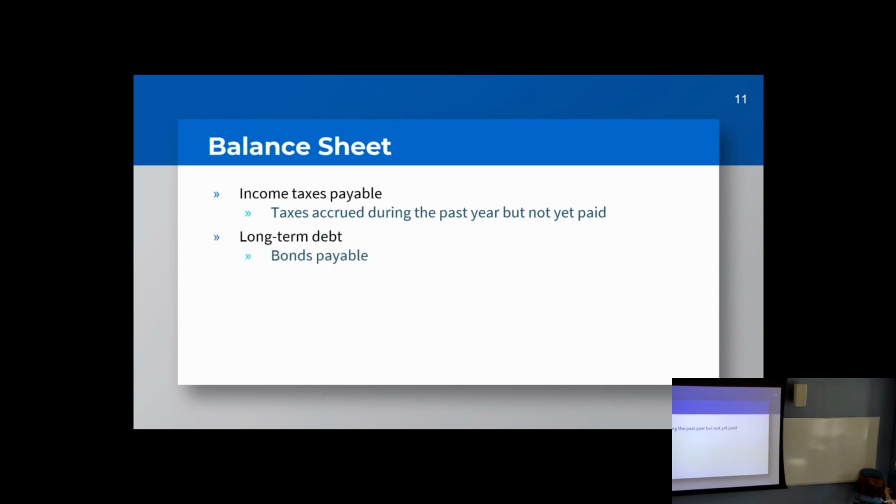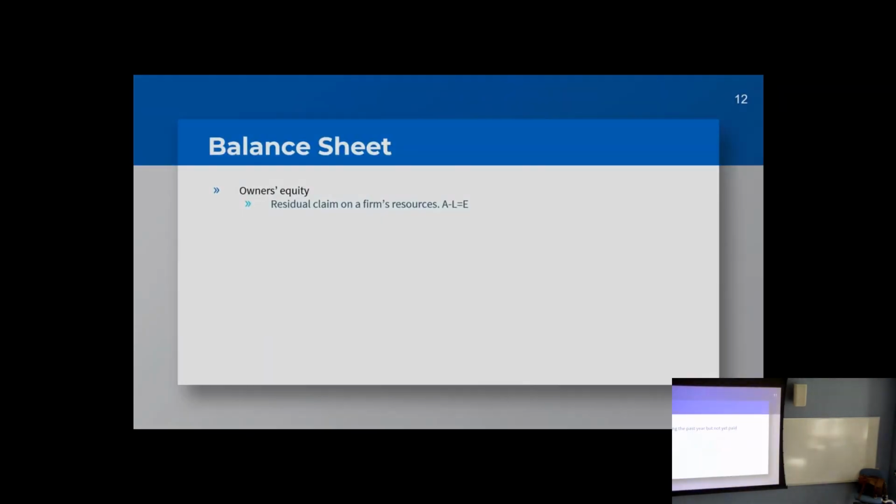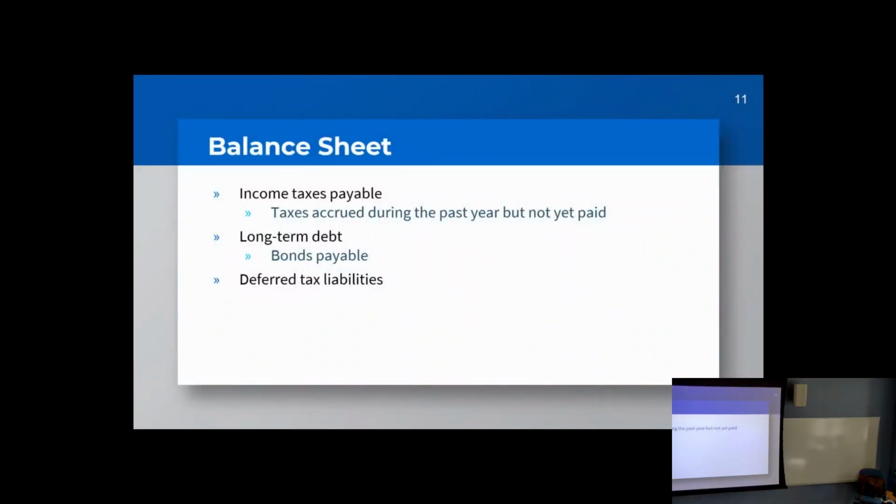Now we're getting to the longer-term side of the balance sheet. So long-term debt, bonds paid over time, and deferred tax liabilities. Again, just longer-term portions of tax liabilities that the company has accrued over time, often from rebalances on previous financial statements.